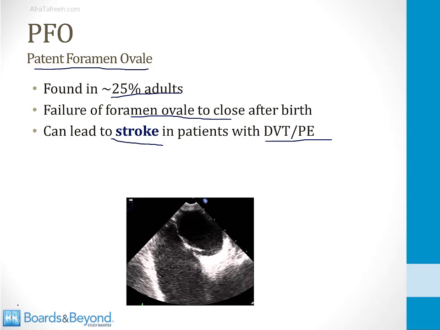Shown at the bottom of the screen is an example of a PFO on an echocardiogram. This is the right atrium here, this is the left atrium here, and you can see this flap of tissue with a black space in between that allows blood to pass. That is a PFO. And that concludes our video on shunts.